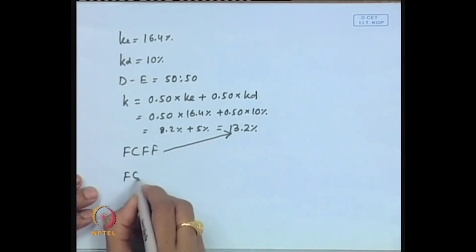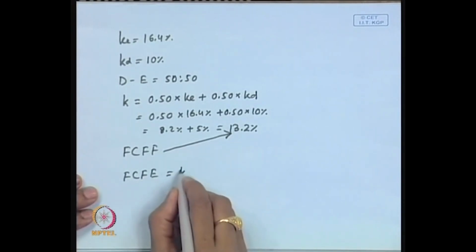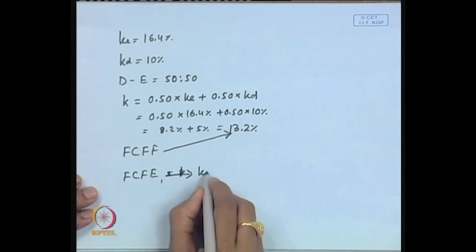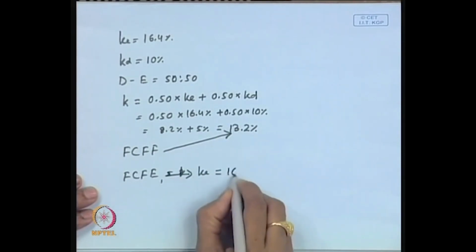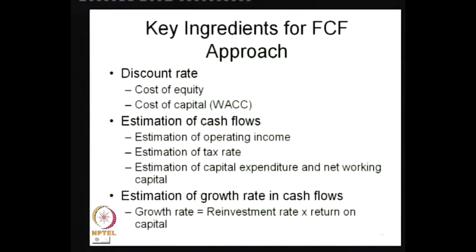So, if it is free cash flow for the firm, the relevant discounting factor is the cost of capital. If it is free cash flow for equity, the discounting factor is going to be the cost of equity, which is nothing but 16.4%. So, depending on the type of cash flow, the discounting factor is going to change. Next, you have the estimation of cash flow. Estimation of cash flow depends on several things.